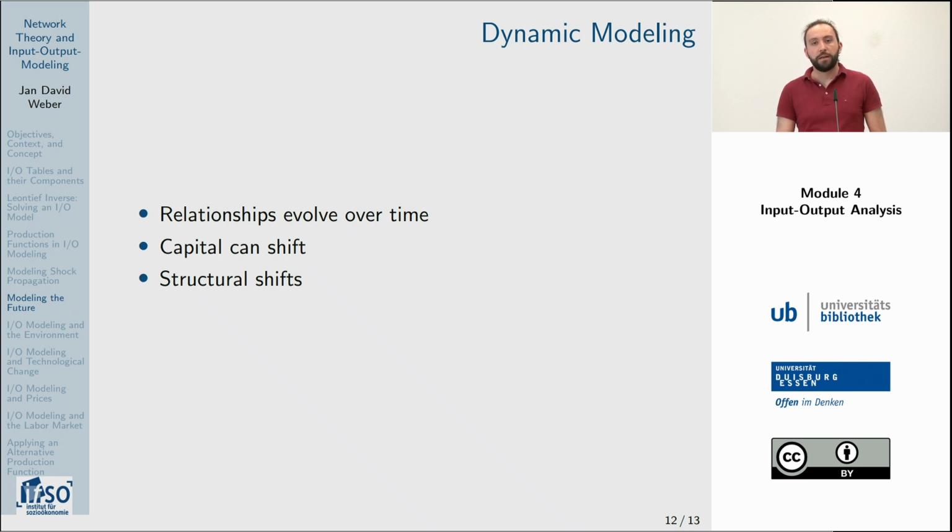For example, capital has to shift out of the oil industry if we run out of oil. So environmental limits lead to capital shifts. And also structural shifts can be incorporated, like we suddenly produce all energy as renewable energies. All those things can be incorporated and taken into account for a dynamic modeling of input-output tables.